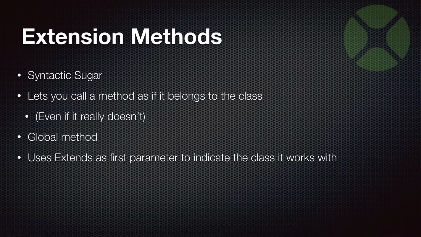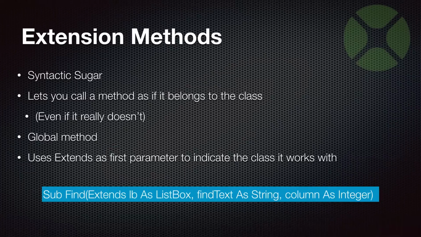And then you use the extends keyword as the first parameter to indicate the class that it works with. So a method definition might look like this. Here you can see the first thing is it's extending the list box, and then it has the regular parameters after it. So that would allow this find method to be called as if it were part of a list box. So you could say listbox1.find, for example.